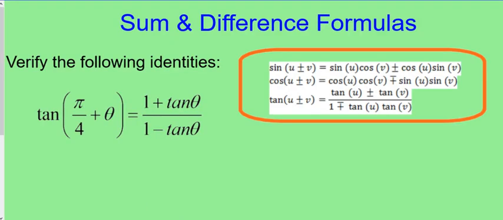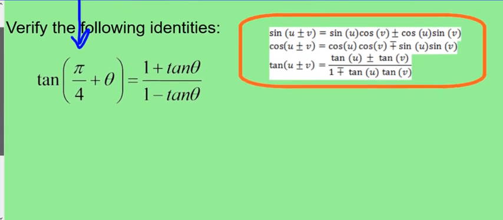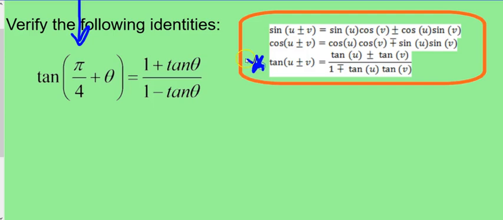So now we're going to do some verifying real quick. So tangent of pi over 4 plus theta equals 1 plus tangent theta over 1 minus tangent theta. So start on one side. Remember, when verifying, you have to start on a side. You cannot work both sides. Okay, so we know we're using the tangent formula. So let's rewrite the left using the tangent formula.